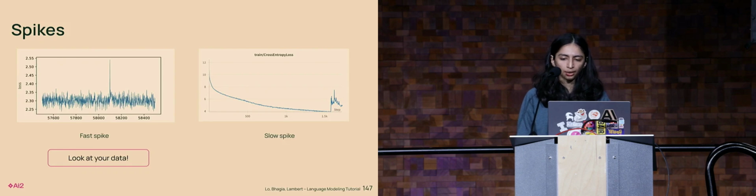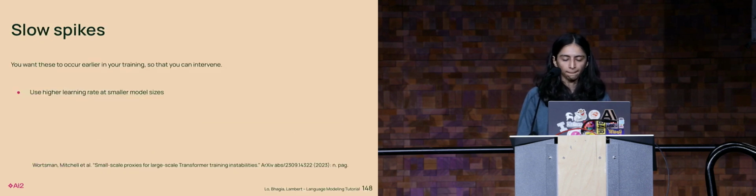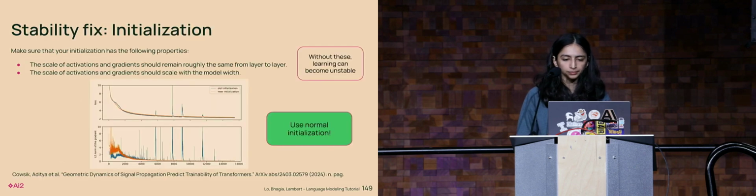The second type of spike on the right is a little bit trickier. As you can see, it builds up slowly and it does not recover. So how do we fix these slow spikes? Well, first things first, you want these spikes to happen sooner rather than later. So you should experiment with smaller models, which I'll talk more about. And you should use a higher learning rate to quickly suss out potential issues in your setup. And now let's get on to some fixes.